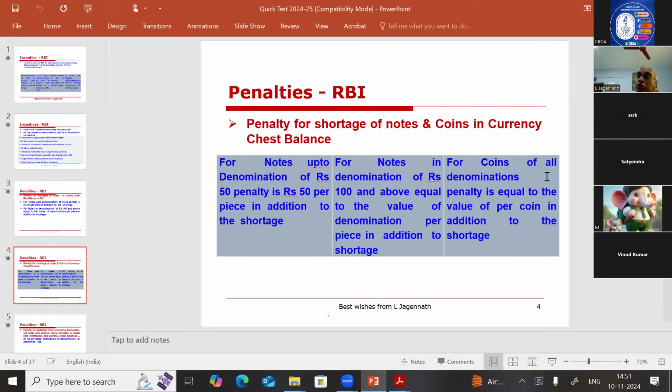In coins, for coins of all denominations, the penalty is equal to the value per coin in addition to the shortage. If 50 coins of 10 rupees are missing, that means 500. So 500 plus 500: RBI will debit the penalty to the current account of the banks maintained with RBI. Penalty for shortage of notes and coins in currency chest balance.